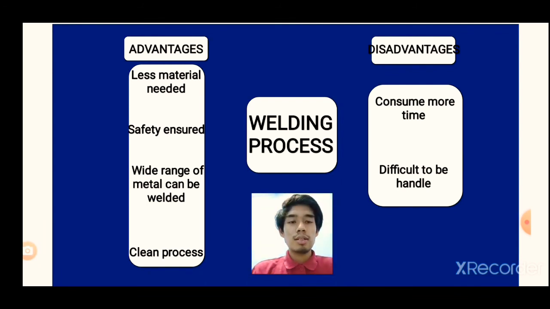So we're moving on to the disadvantages. The first disadvantage is that it consumes more time. It will take more time and is much slower than any other welding machines available in the market, because the work needs to be precise. It has to be done slowly and cautiously because the machine has to be handled by an expert only.